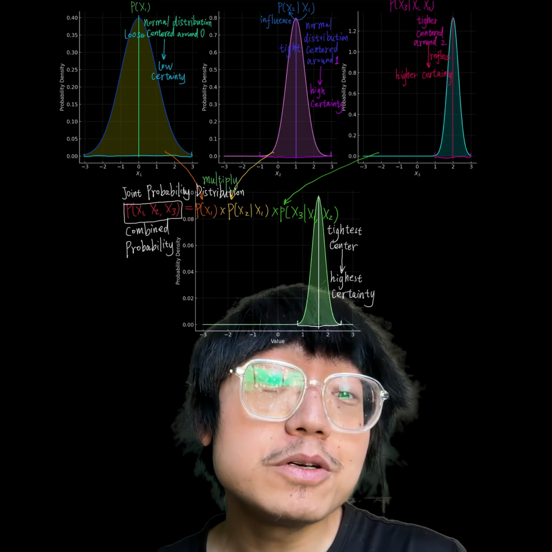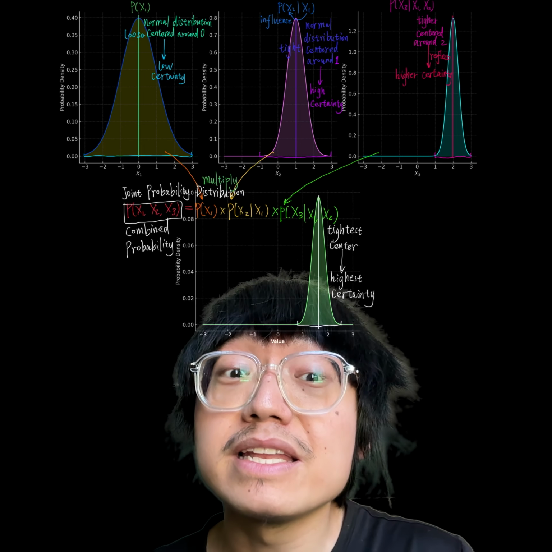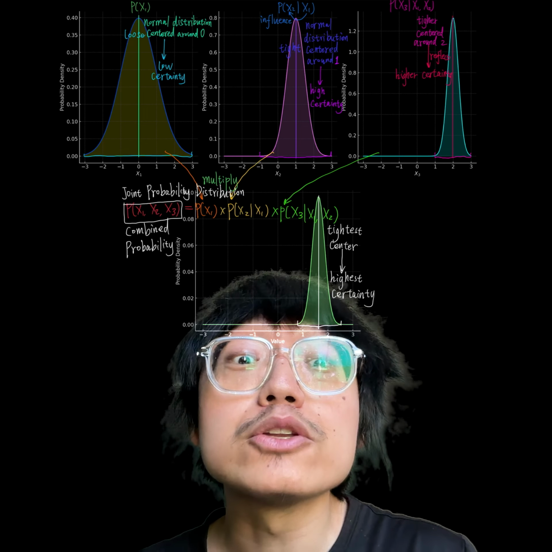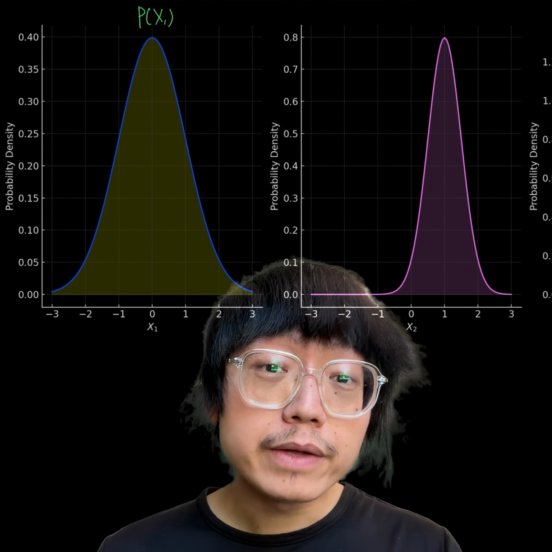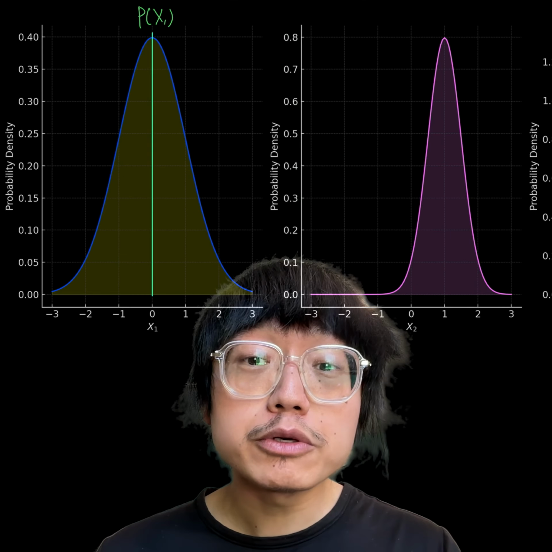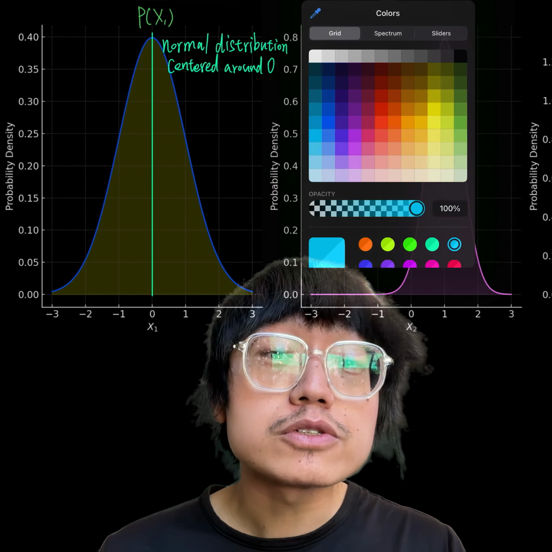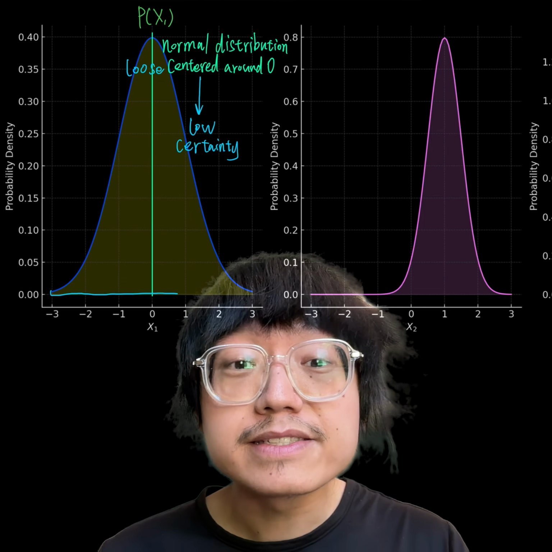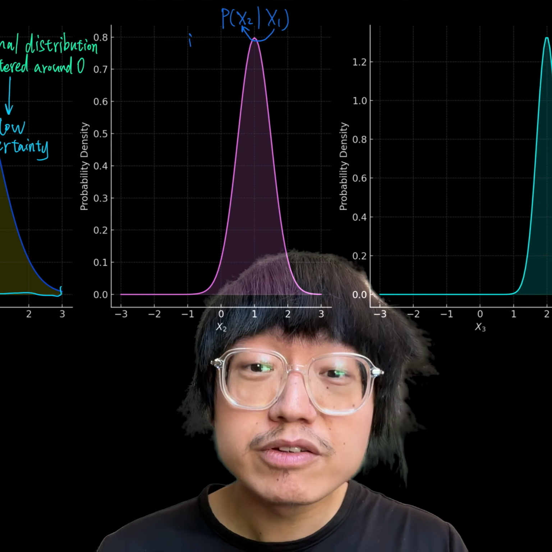So in today's video, let's talk about a visual explanation of how an AI system might learn the joint probability distribution by decomposing it into a product of conditional probabilities. P of x1 represents the probability distribution of the first variable x1. In this case, it follows a normal distribution which is centered around 0, and the second plot shows the conditional probability of x2 given x1.